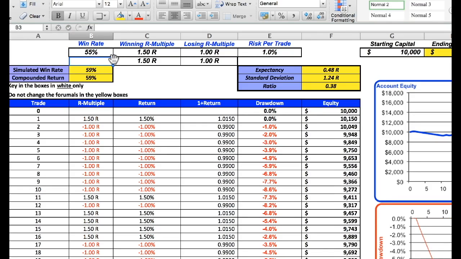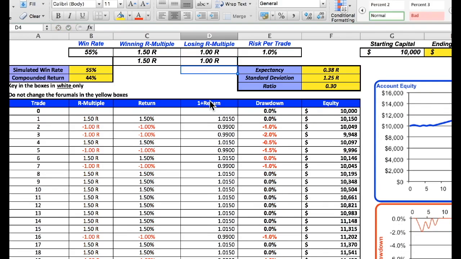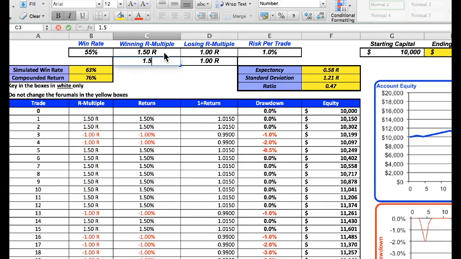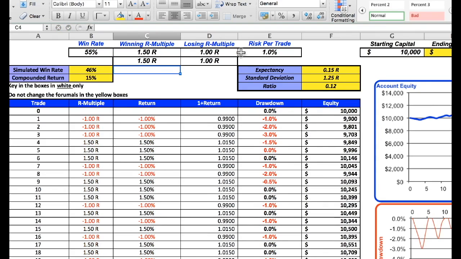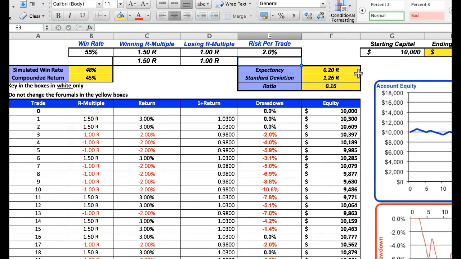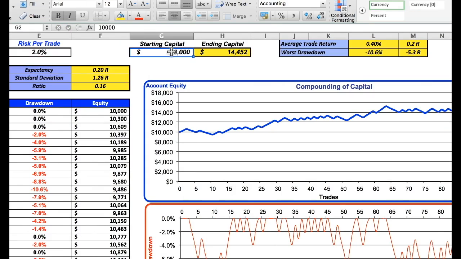So again, you key in the white boxes, you avoid the yellow ones because the yellow ones have the formulas, do not touch the yellow ones, okay? So when you lose, you always lose 1R, so put 1 here, and you always win 1.5, so put 1.5 there. And assuming you risk 2%, for example, and your starting capital is, I don't know, 10 grand.